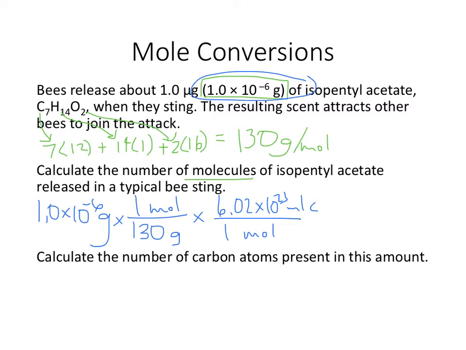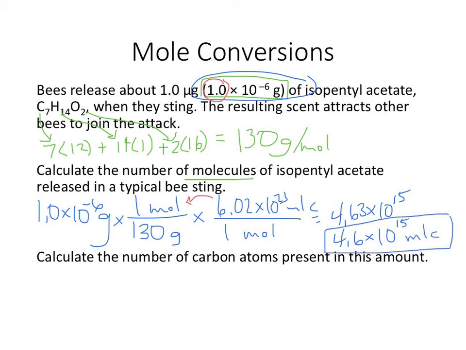Again, like in the problem before, you could skip the second step and put this 6.02 on the top of the first step. Either way, your 1 times 10 to the negative 6 times 6.02 times 10 to the 23rd divided by 1 mole, and you get 4.63 times 10 to the 15th. Using 2 significant figures based on the 1.0 that was given, my final answer is 4.6 times 10 to the 15th molecules of isopentyl acetate.